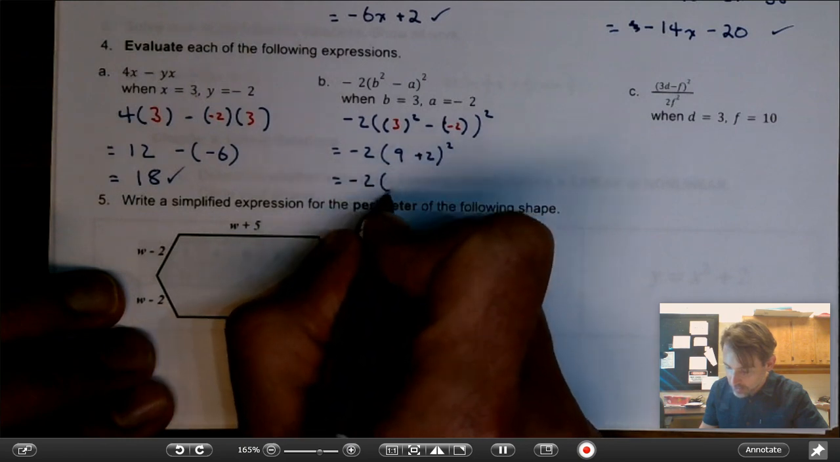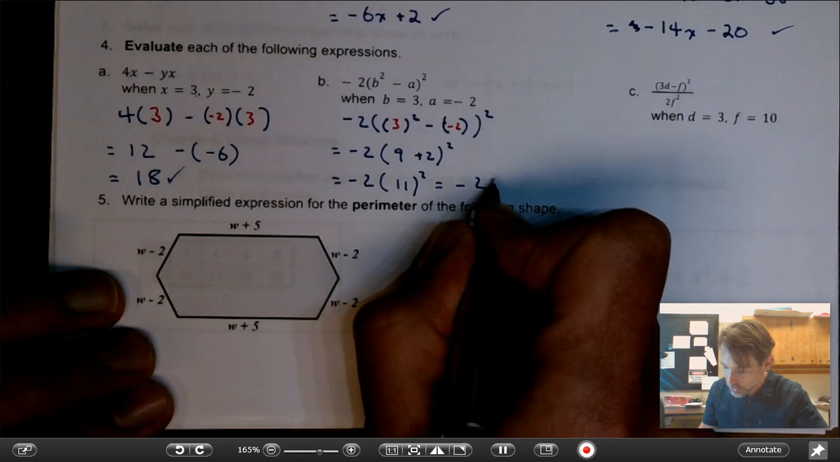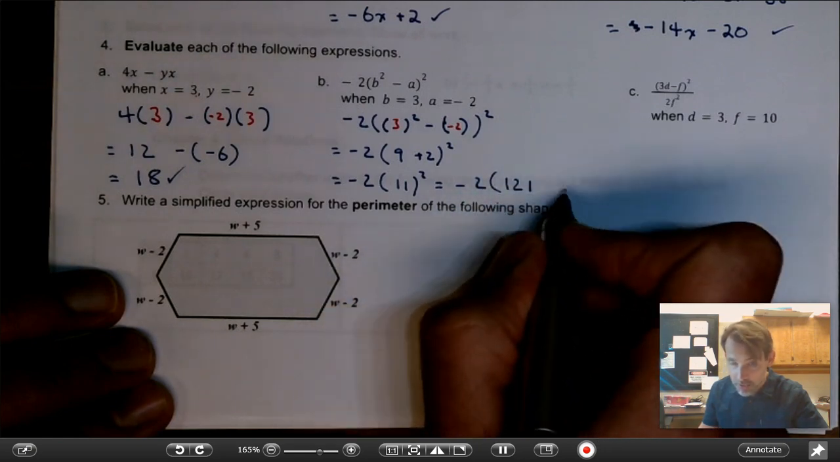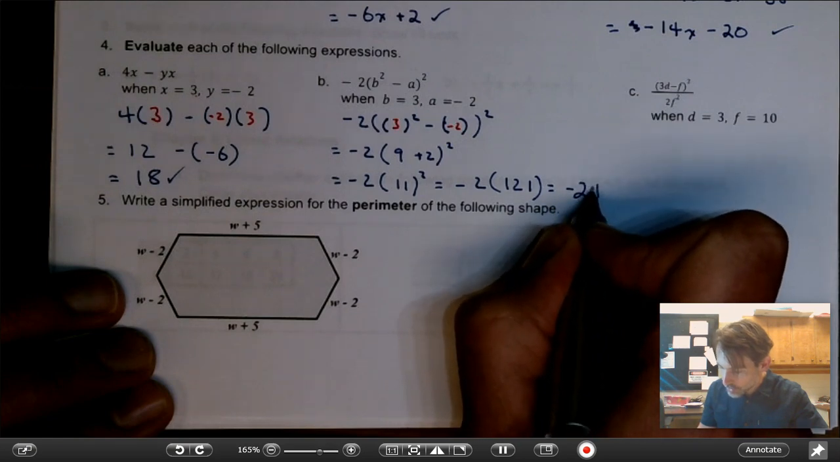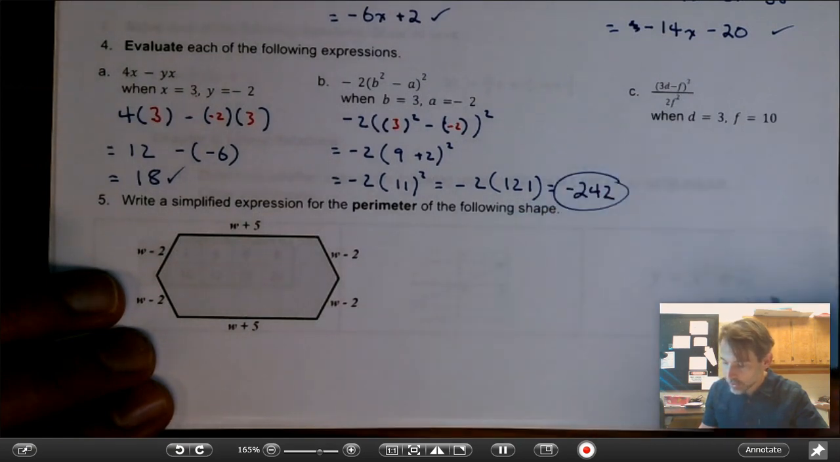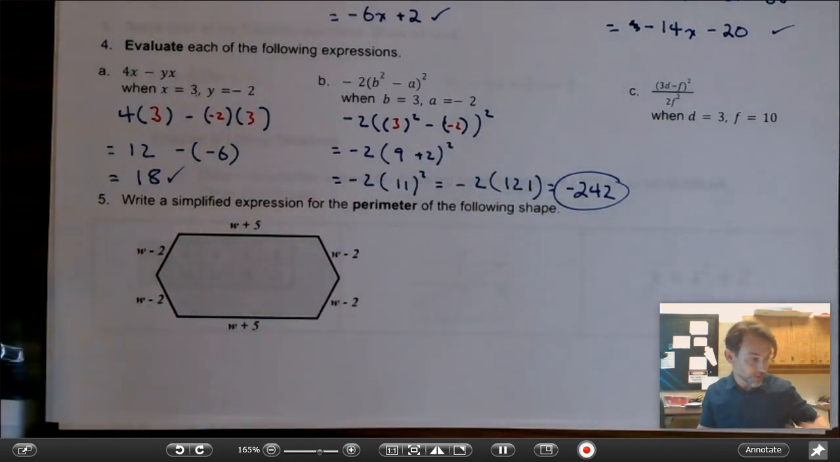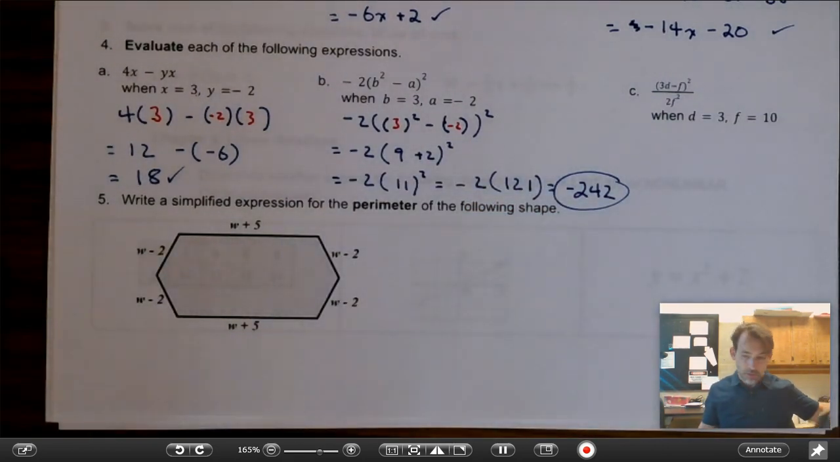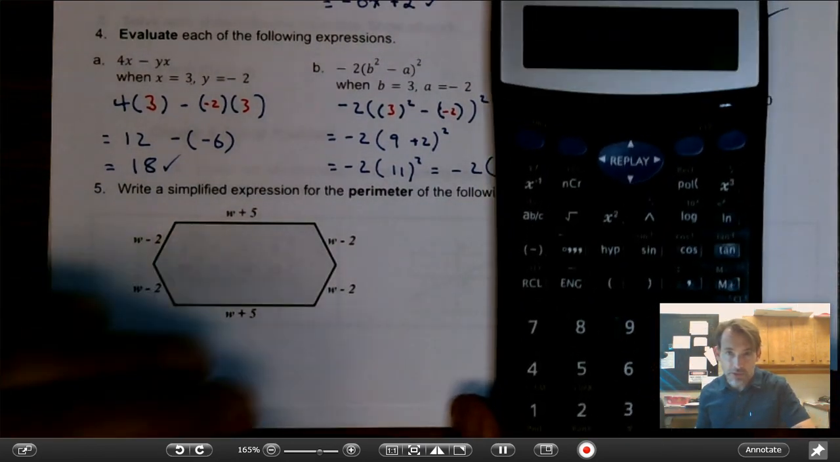So this is minus 2 times 11 squared, which is equal to minus 2 times 121, which is equal to negative 242. Okay, and your calculator will tell you the same thing. These you could absolutely test on your calculator. And this is where I brought a calculator. Here it is. This is what it would look like to test this on your calculator.